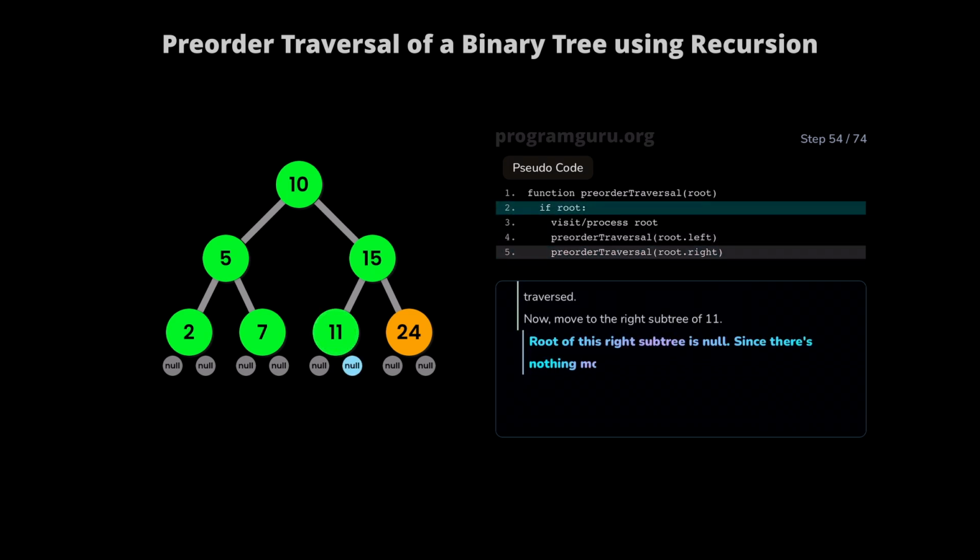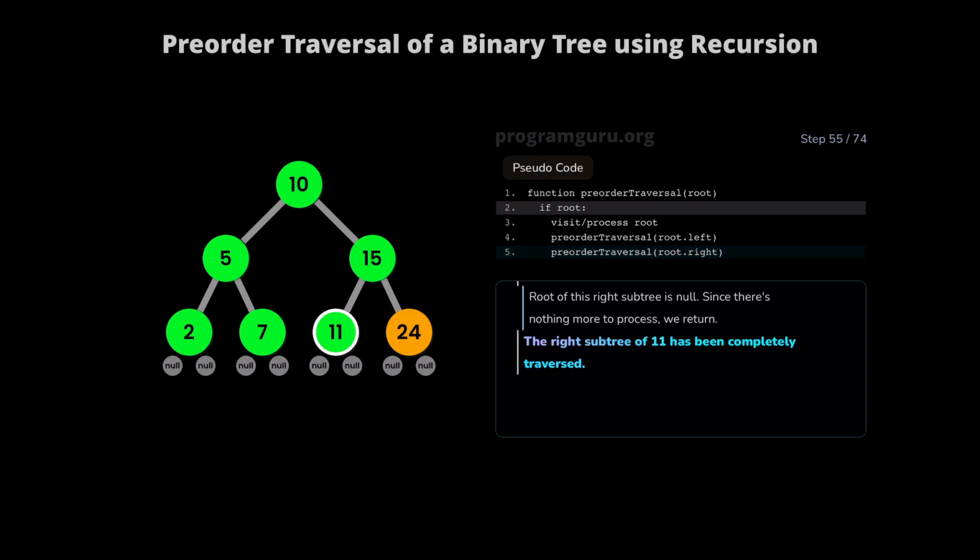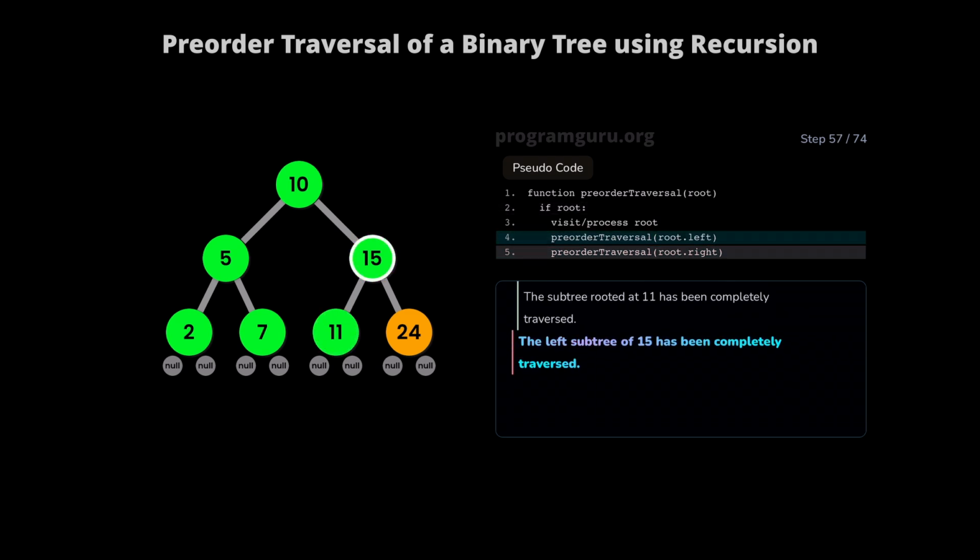Root of this right subtree is null. Since there's nothing more to process, we return. The right subtree of 11 has been completely traversed. The subtree rooted at 11 has been completely traversed. The left subtree of 15 has been completely traversed.